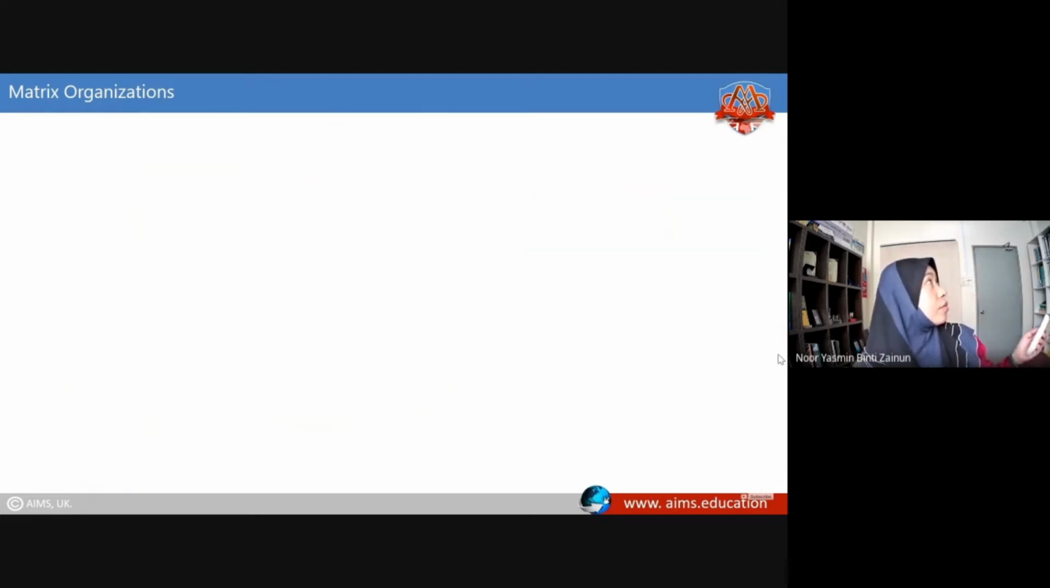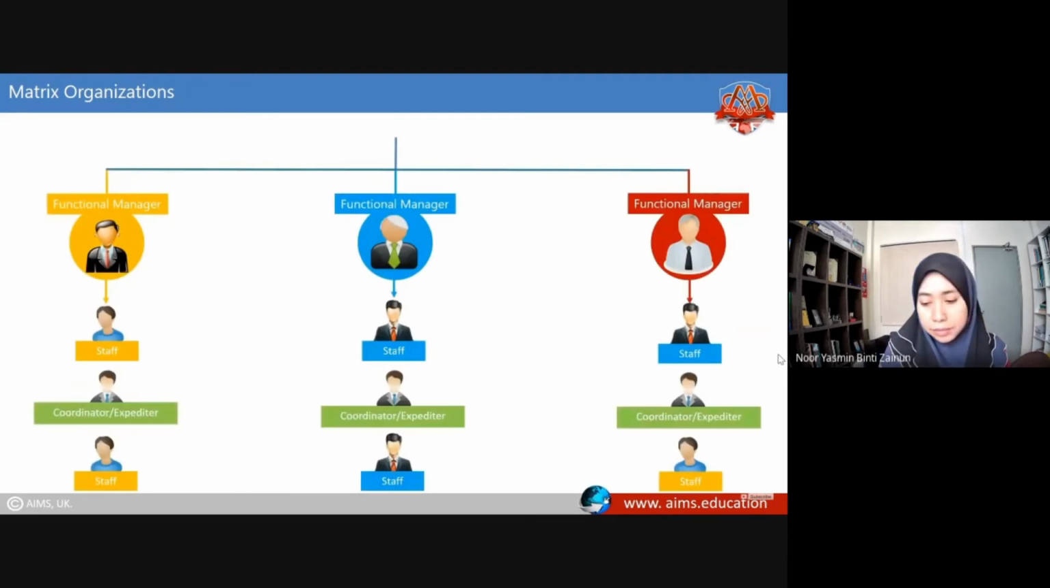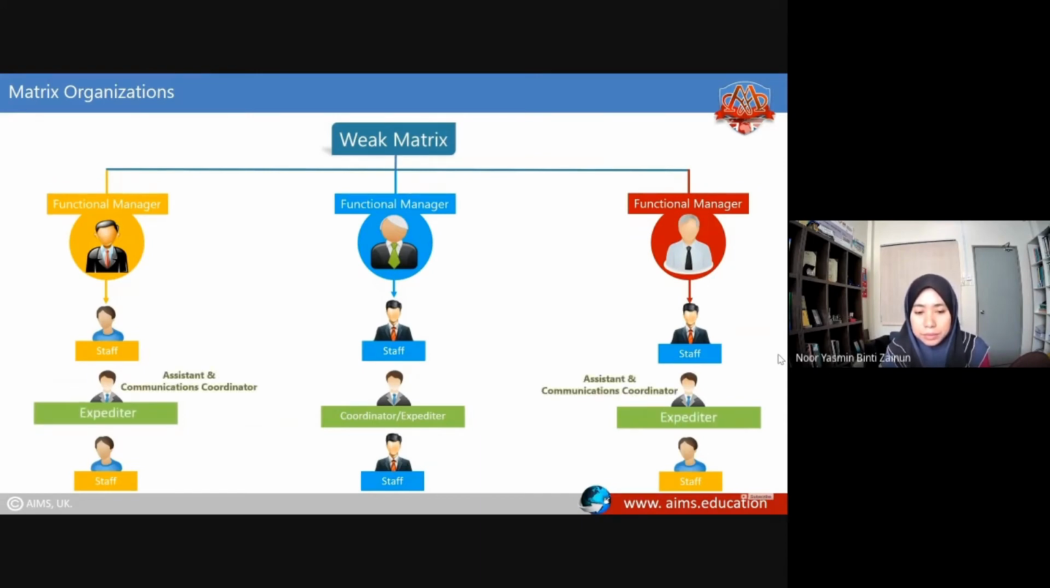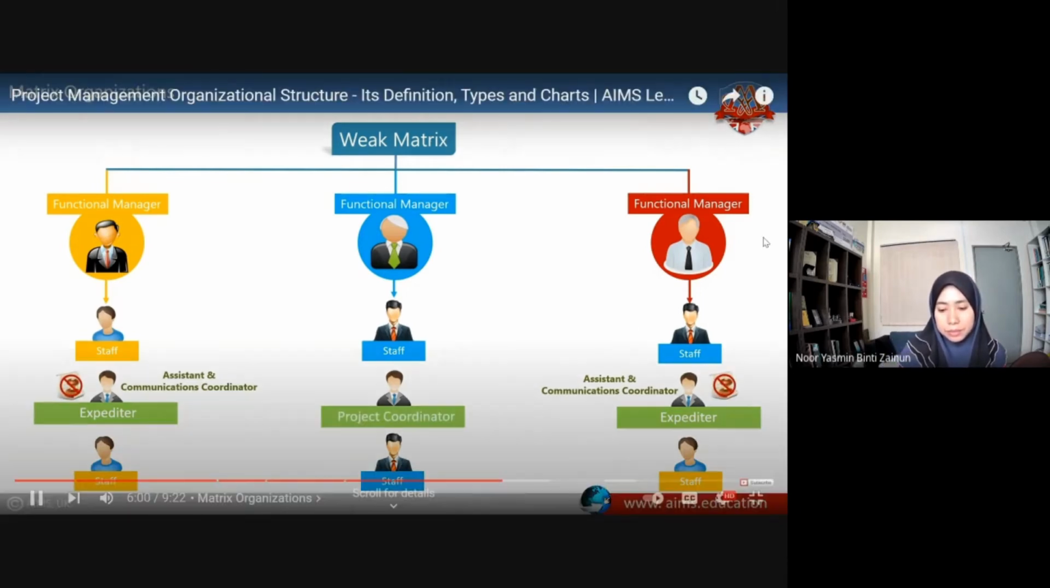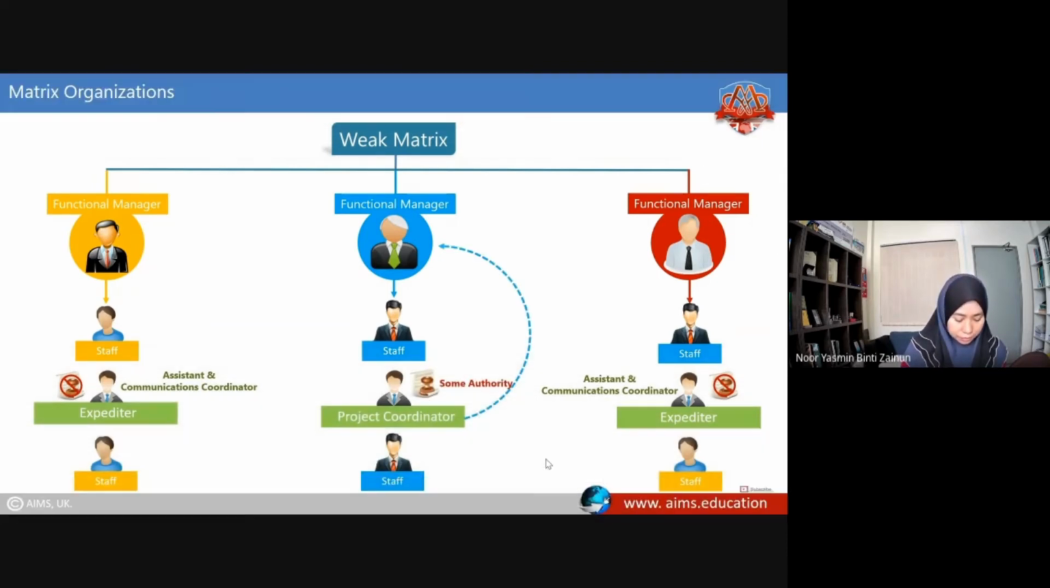The below figure reflects a blend of functional organizations, which is classified as a weak matrix structure. The project expediter works as a staff assistant and communications coordinator, but they do not make or enforce decisions. Project coordinators make some decisions because they have some authority, and they report to a higher level manager.